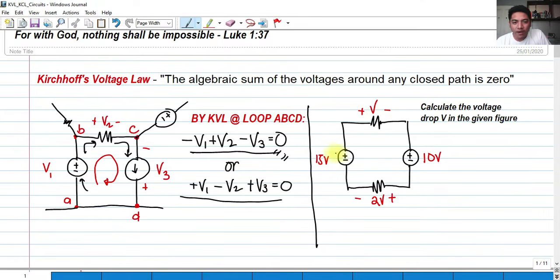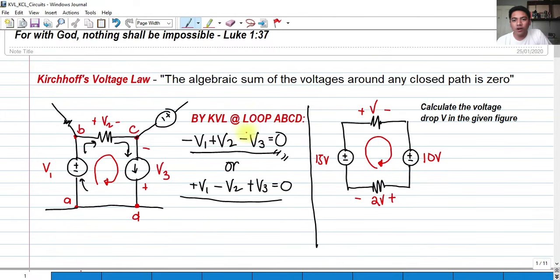Okay, so we have a voltage source, 15 volts. We have a 10 volts here. We are given, together with the polarity of the resistor, the voltage drop of the other resistor, that is 2 volts. And what we are after is to calculate the voltage drop in this resistor. So we can apply Kirchhoff's voltage law by applying it in this loop.